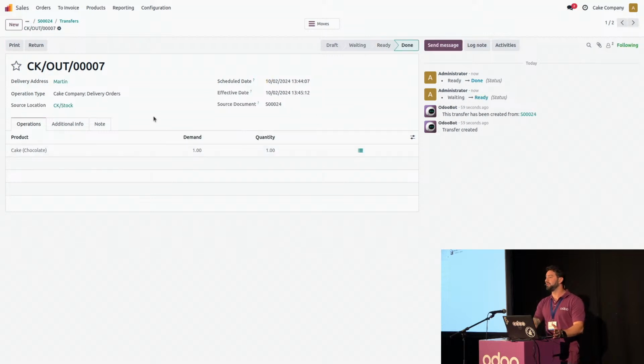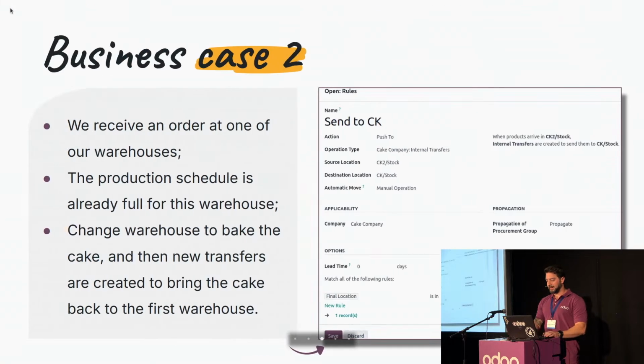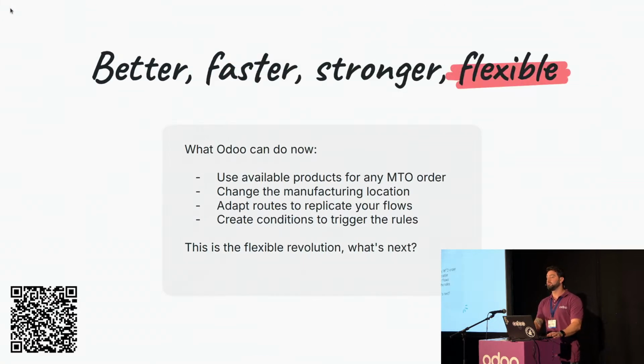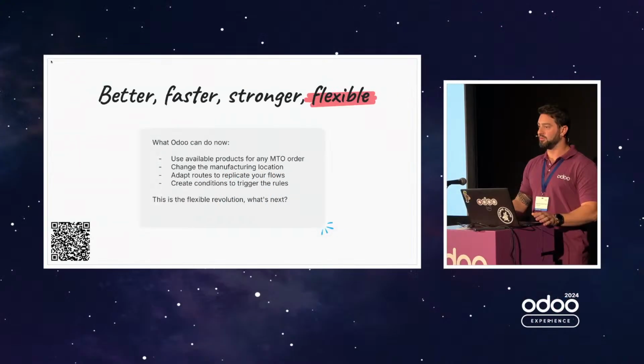So here we validated and we delivered. We made another customer happy. And this is basically what you can do by changing the routes. It's very useful. You can represent your real flows now with Odoo because you can actually change and adapt to the changes that you are not foreseeing. In sum, Odoo now is better, is stronger, and flexible.